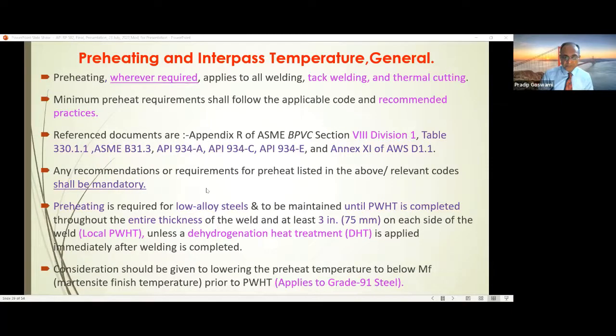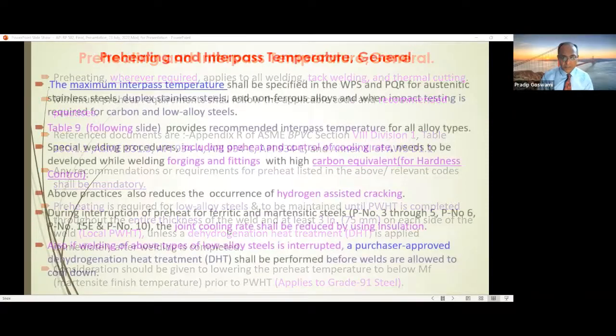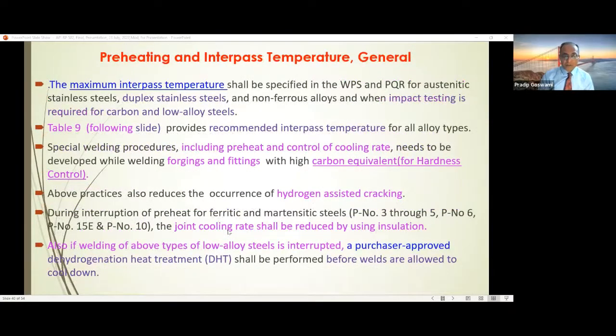Now, preheating generally is required for all low alloy steels, and it is to be maintained until the post-weld heat treatment is completed through the entire thickness. And certain welds call for dehydrogenation heat treatment or DHT. That is a common occurrence or a common recommendation for welding low alloy steels these days.